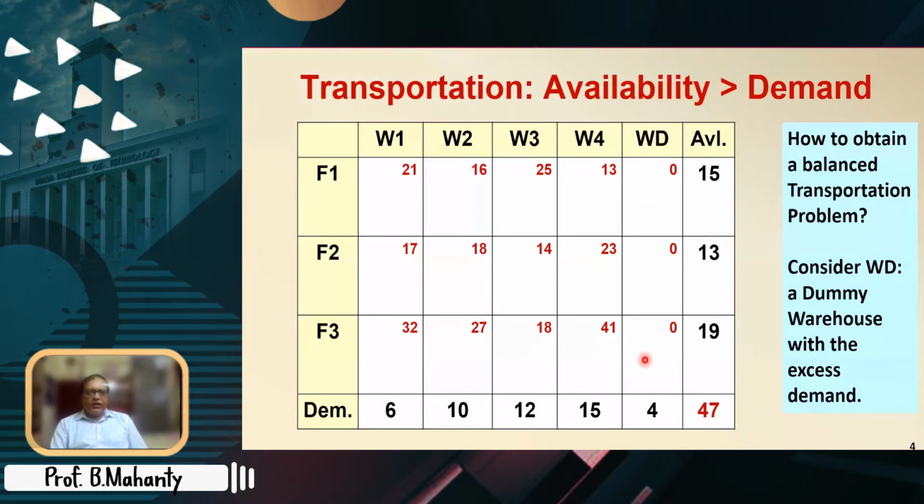Whatever answer we might get here, suppose one of these squares becomes a quantity of 4. Let's say F3 to WD becomes a quantity of 4. What does it mean? Does it mean that we are going to send from factory 3 to the dummy warehouse a quantity of 4 units? You see what really happens. I told this earlier also.